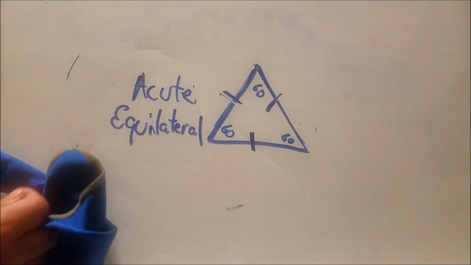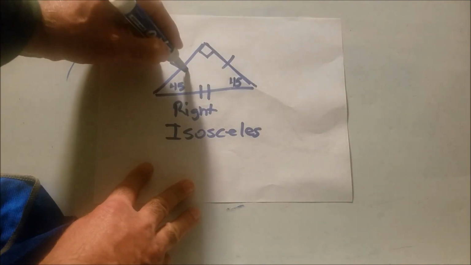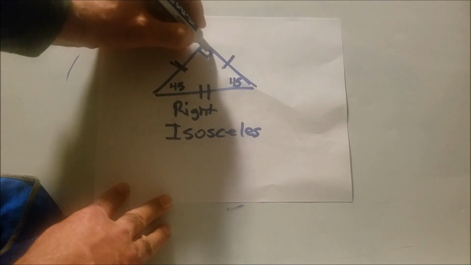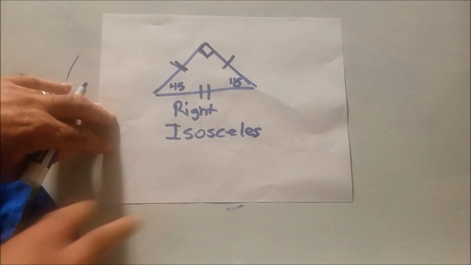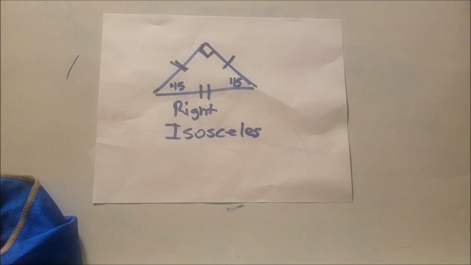And one more. I'll do one more. This one is a right isosceles. It's isosceles because you know two of the sides are the same. And it's a right angle because of this box. So that's a right isosceles. Okay, so we classified triangles today. Great job.